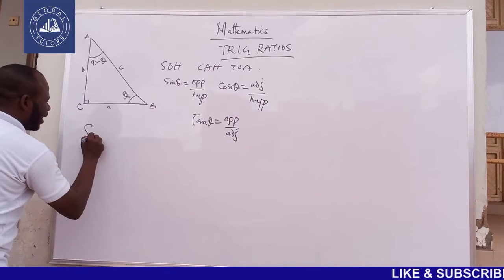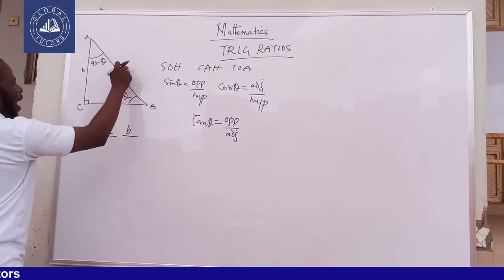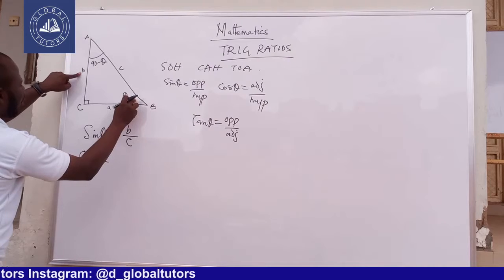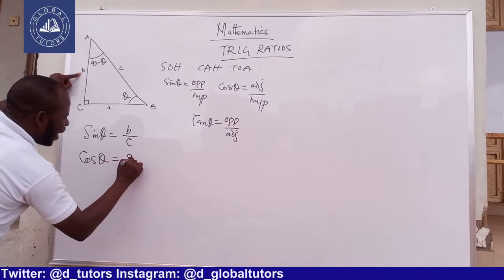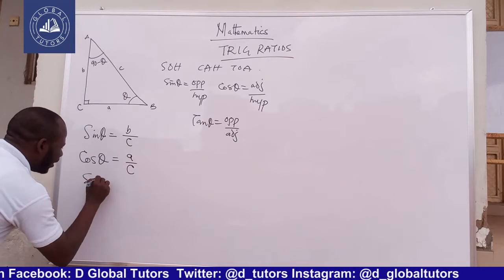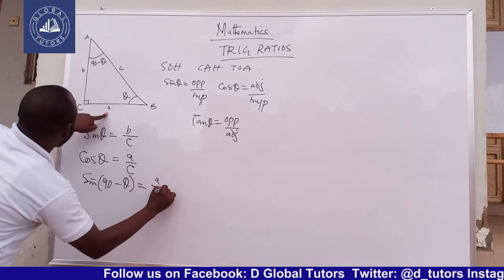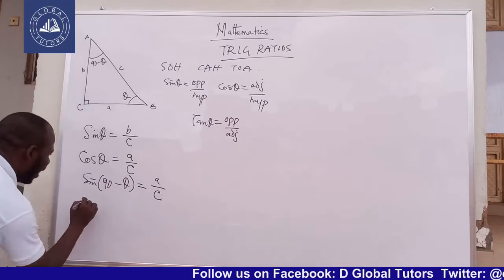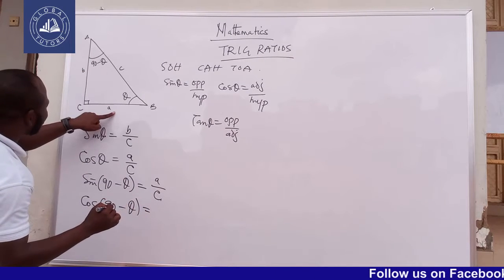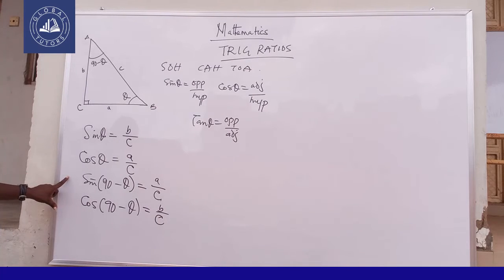So we come here to say sine theta is opposite b over hypotenuse c. Then we said cos theta, if this is opposite, this will be adjacent, will be a over c. Then we wrote for this sine 90 minus theta equals opposite over hypotenuse. Then we said cos 90 minus theta, if this is opposite to this angle, this will be adjacent. So this was what we did in the last class.